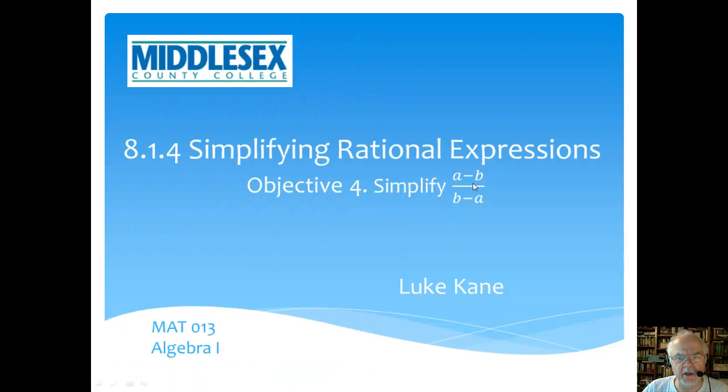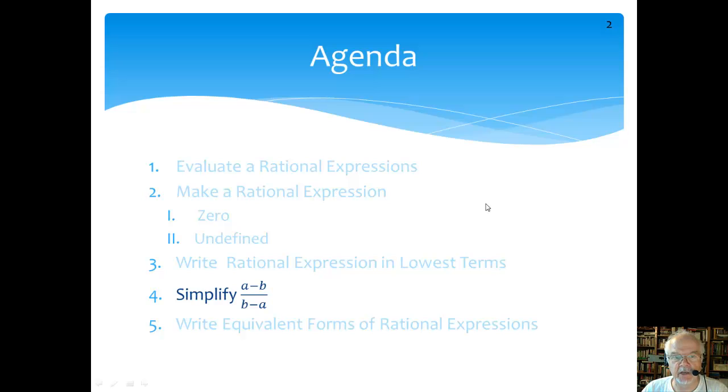So what did we learn today? Well, we learned how to simplify a rational expression that has the form a minus b over b minus a. This is the fourth in a series of 5 videos that covers the material in section 8.1 of our book.